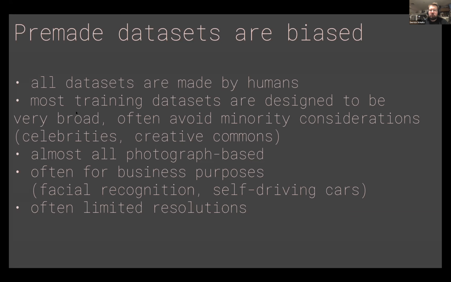Additionally, many training data sets, the most popular ones you will hear about, are made to be very broad. A lot of data sets are meant for object detection, meaning they need thousands upon thousands of objects, and often they ignore minority considerations. It's not even necessarily minority. If you think about machine learning models, many of them are made for English, but the structures of non-English languages can be very different. All these things are worth considering as you build your own data sets.